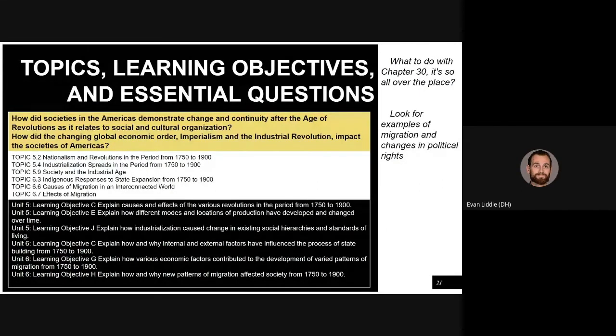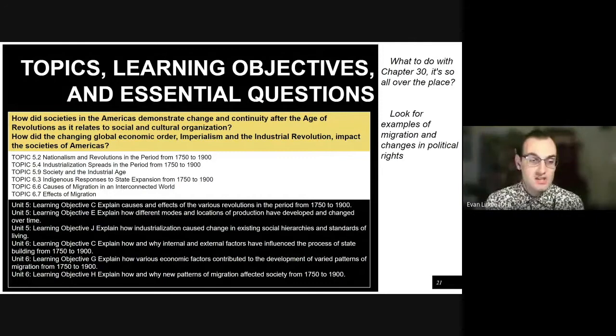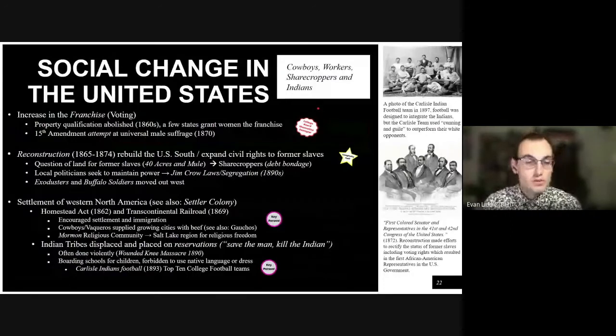So by the end of this presentation, you should be able to answer the two following questions. One, how did societies in the Americas demonstrate change and continuity after the Age of Revolutions as it relates to social and cultural organization? And two, how did the changing global economic order, imperialism, and the Industrial Revolution impact the societies of the Americas? That said, let us start with the United States.